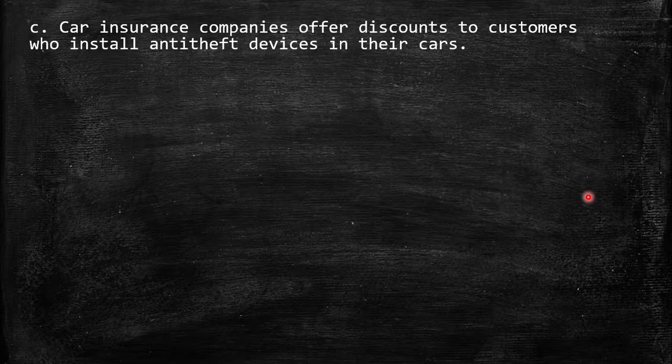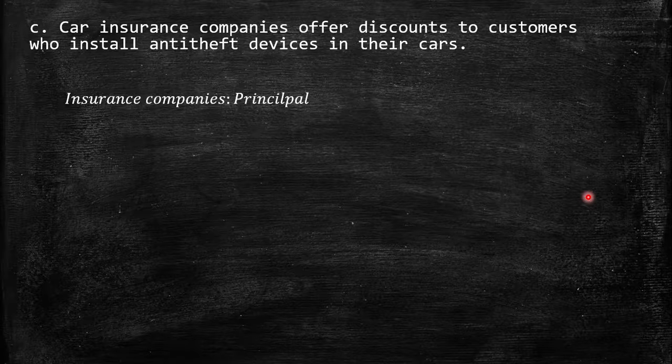Third, point C. Car insurance companies offer discounts to customers who install anti-theft devices in their cars. Again, in this case, the insurance companies are the principals, and naturally they cannot identify the behavior of the consumers, the clients, the insureds.